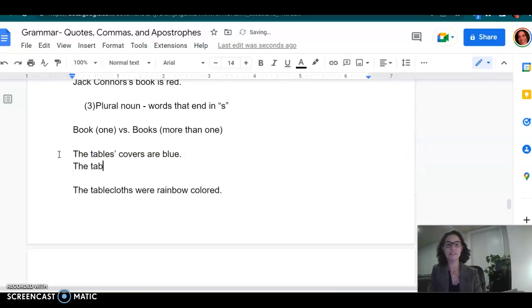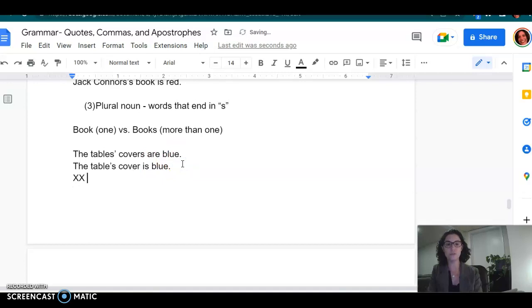Versus a sentence that said the table's cover was blue or is blue. Look at the meaning of these two sentences. In the first sentence, we know that we're talking about more than one table. Could be 2, could be 100, and that their covers are all blue. In the second sentence, we know we're talking about a singular table, and we have apostrophe S. But look at the different placement of the apostrophe here.